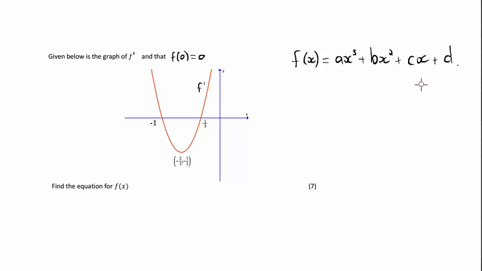Why isn't it a straight line or a hyperbola? Why do you say it's a cubic expression? Because the gradient, the derivative, is a parabola. If I find this thing's derivative, what do I get? 3ax squared plus 2bx plus c. What can we do next?